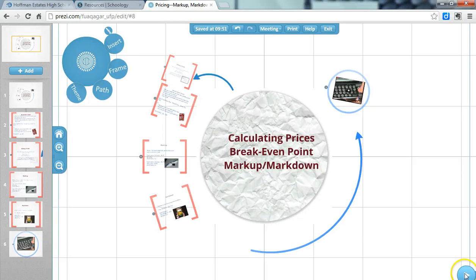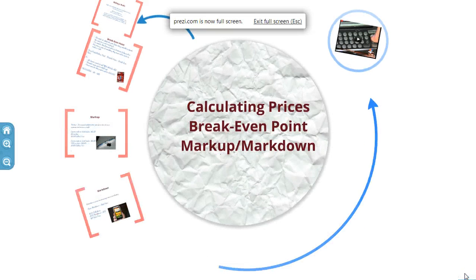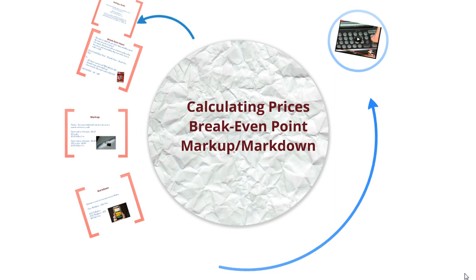Okay, this will be a little presentation about one method of calculating prices that businesses use. This method utilizes something called the break-even point. Then we will look at something called a markup and then a markdown. These are pricing techniques which fit into the 5 P's of marketing, this being the P for price.